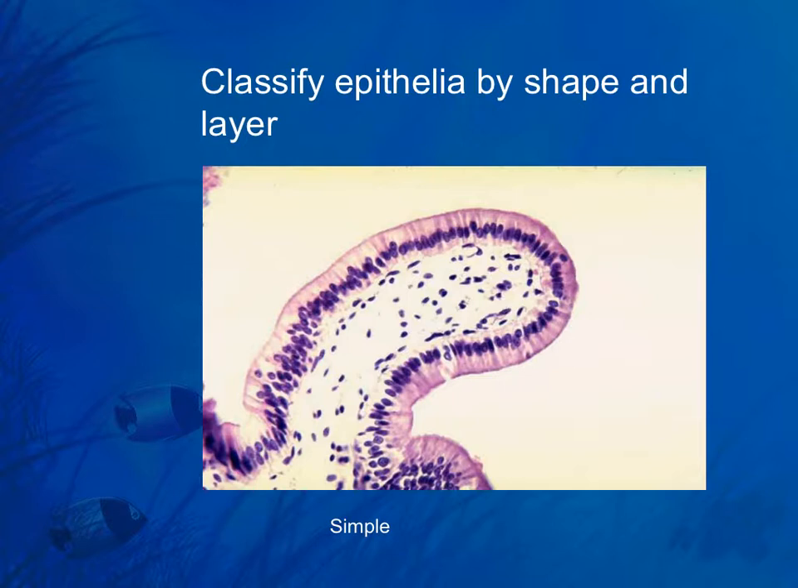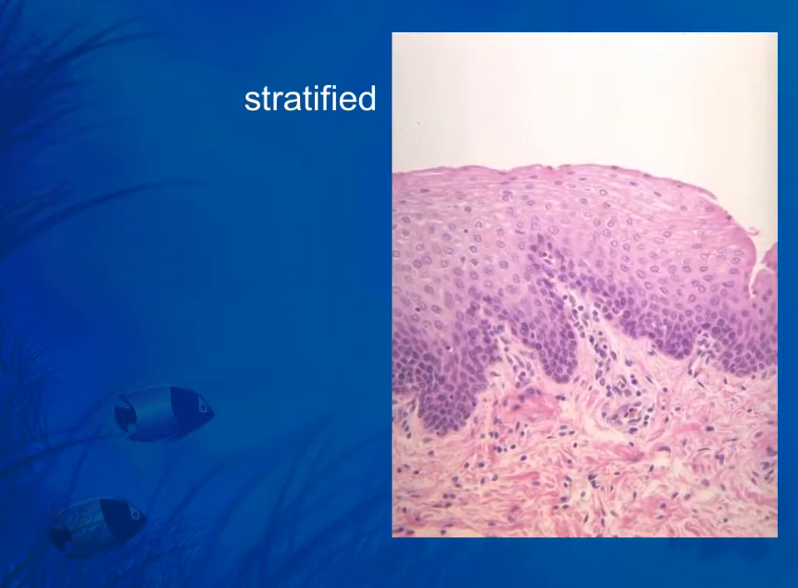Simple epithelium just has a single layer of cells with one nucleus. This is the underlying connective tissue. You know it's epithelium because there's an open space, and then there's just one cell with one nucleus between that open space and the underlying connective tissue. A stratified epithelium has lots and lots of layers of cells and lots of nuclei between the underlying connective tissue and the opening. Stratified epithelium makes great protection.